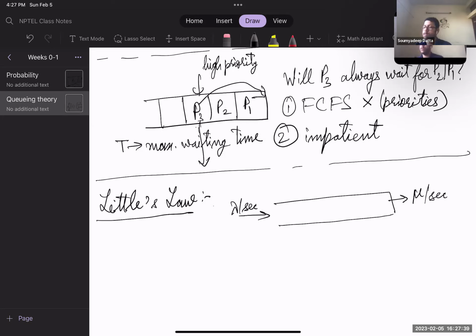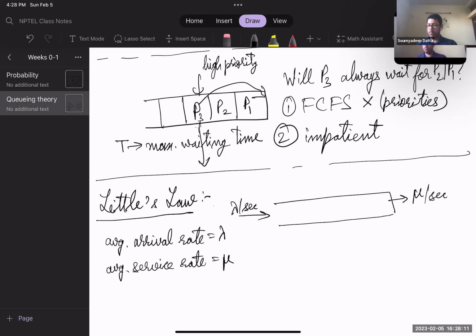Now, we don't know what distribution this follows. This can be Gaussian, this can be exponential, this can be anything. But the mean, the average arrival rate, whatever the probability distribution is, is lambda, and the average service rate is mu. So we don't know the probability distributions. It's not necessary. The proof of the law doesn't require that, right?